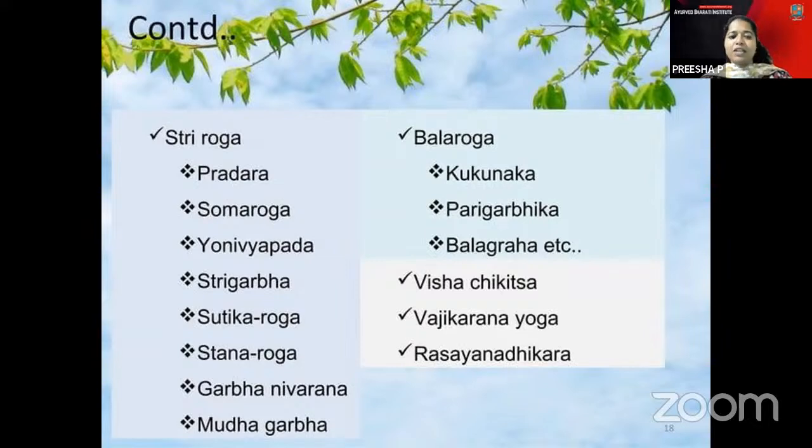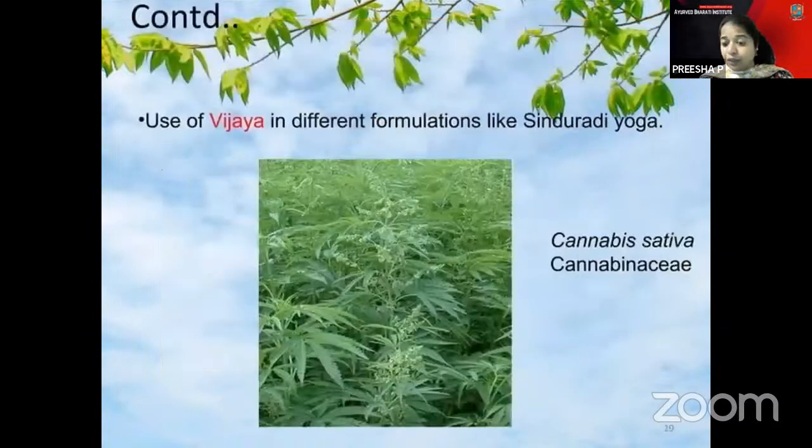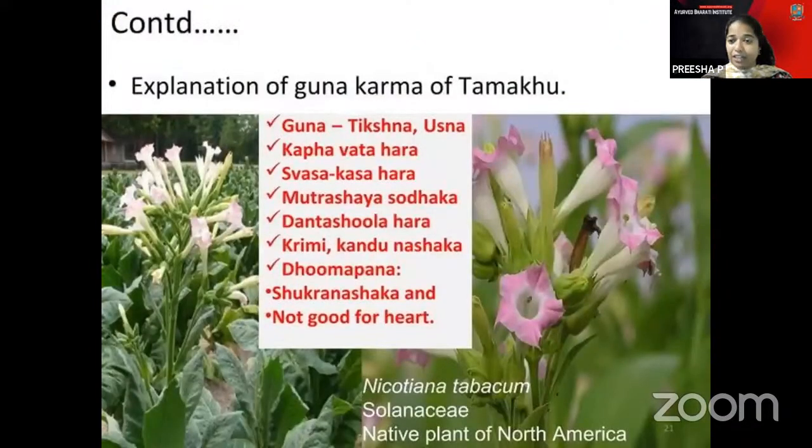These are the specialities of Yoga Ratnakara: drugs from foreign countries, mainly Ahifena, and Akarakarbha is also mentioned. Also Shodasha Gada Nigraha and Sarangadhara have references, and the Vijaya and Sindhura yoga references. Also the Gunakarma of Tamaku, with Tikta Ushna rasa and Kaphavatahara action, Shwasakasahara and Mutrashaya Shodhaka action, with Dandashulahara aspects. And the Dasakarpura with Upadamsha uses is also mentioned.